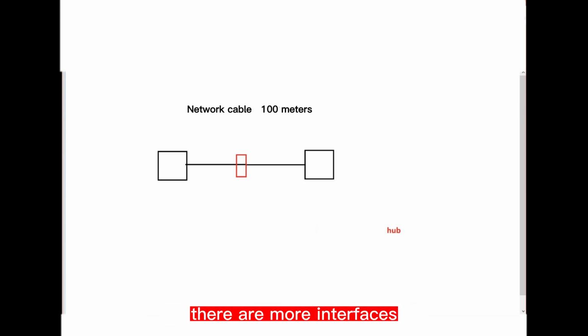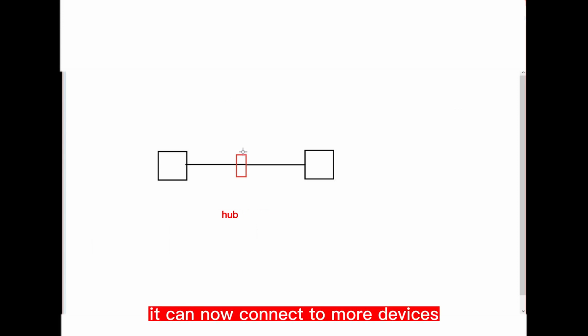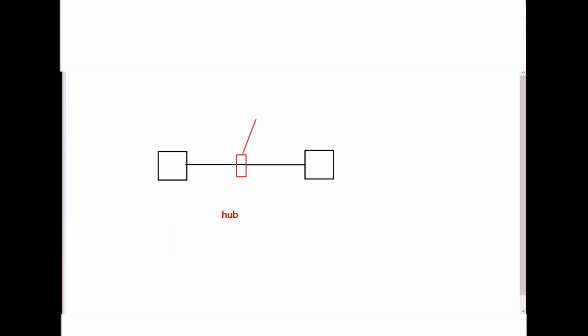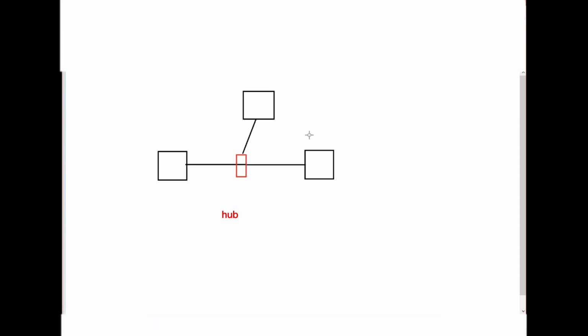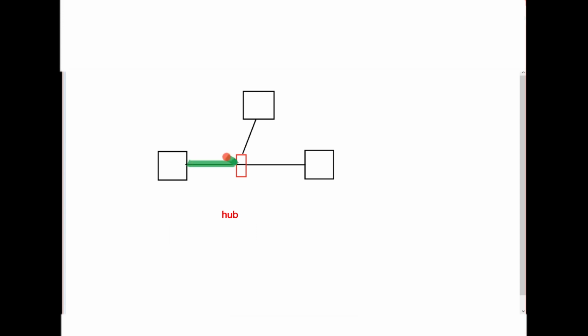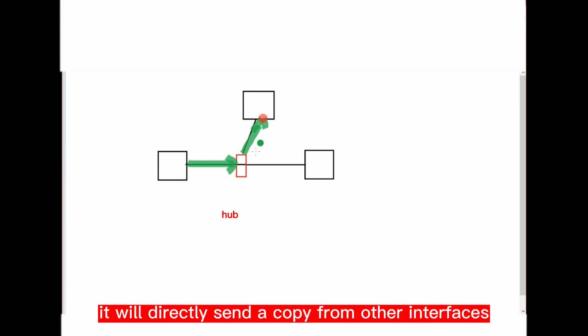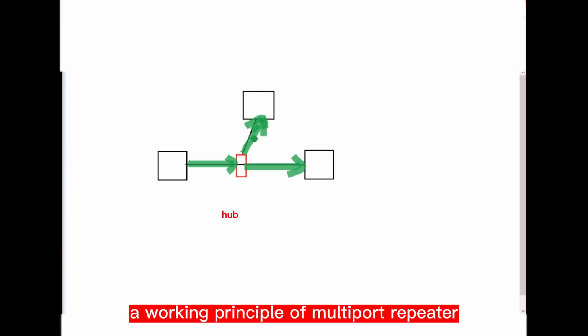There are more interfaces, so we put it here now. This is a multiport repeater. A multiport repeater means it can now connect to more devices, and then we can complete the data interaction between multiple devices. Let's briefly talk about how it works. If the hub receives data from an interface, it will directly send a copy out from the other interfaces. So it's a repeater. That is the working principle of a multiport repeater.